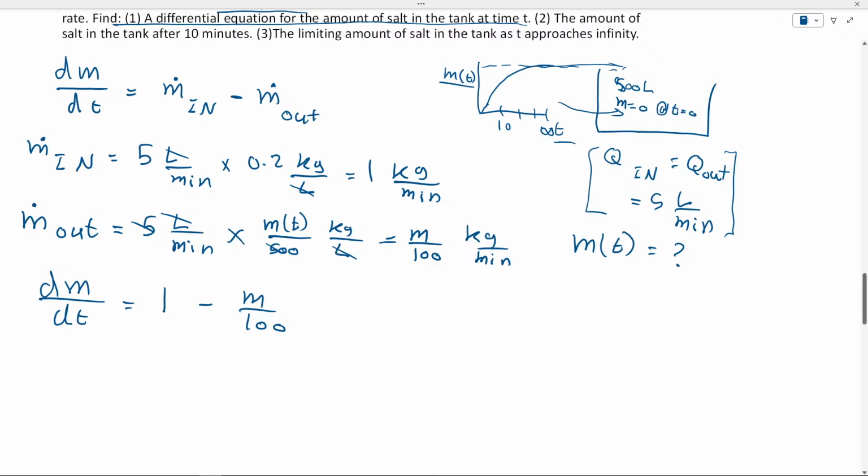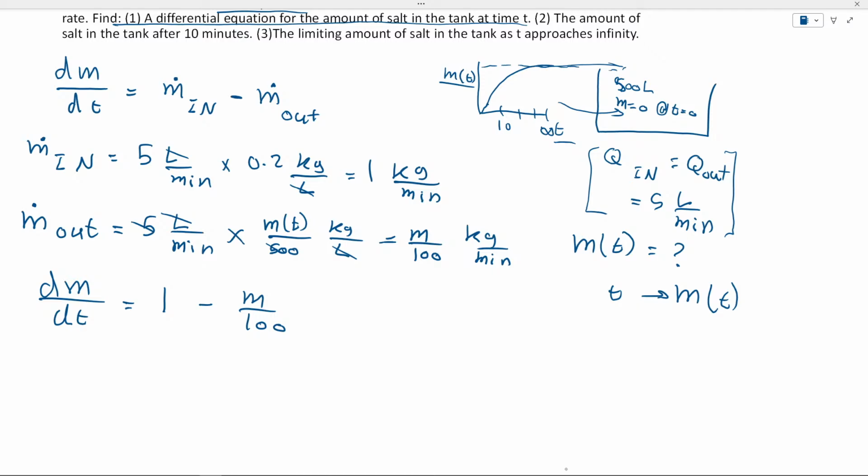Now, in order to answer the second part, this is just the rate of change, but I don't want the rate of change. I want mass as a function of time. As time changes, how will my mass change? So I need to find a relationship between mass and time.